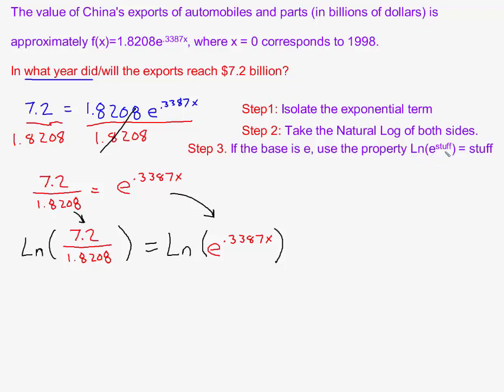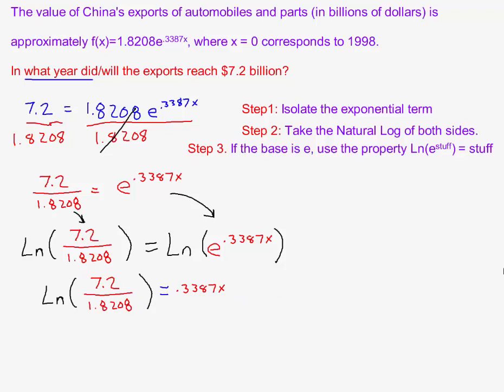So for my problem, the stuff in the exponent position is the 0.3387x. So that's all that will survive on the right-hand side. The ln of e to this circled expression would simplify down just to be what I've circled here. Once again, I'm literally making a copy of something and I'm just bringing it down. The ln and the e simplify out. I'm just left with the stuff. Now I'm going to copy the left-hand side of my equation. Notice I've never touched a calculator yet. I consider this an exact answer.